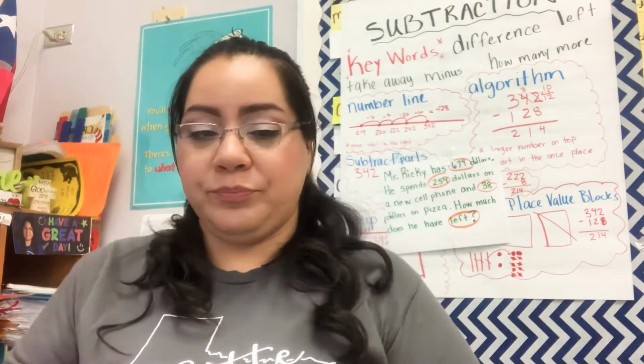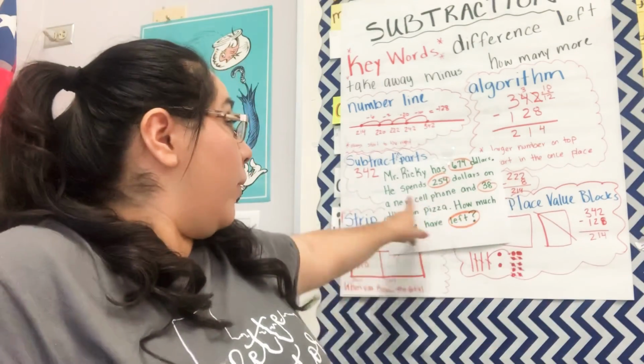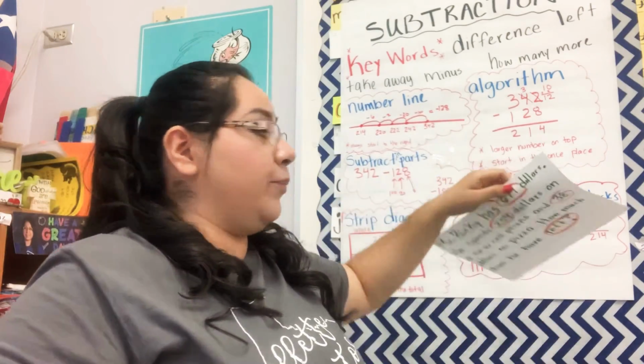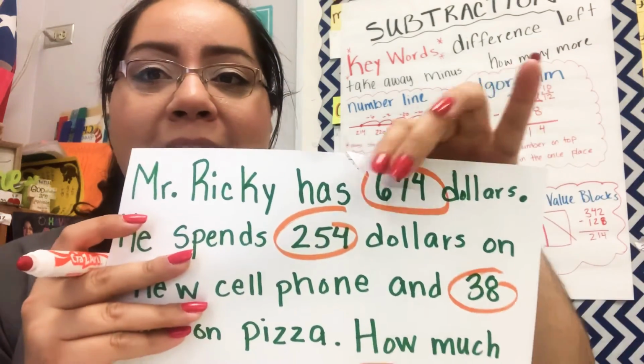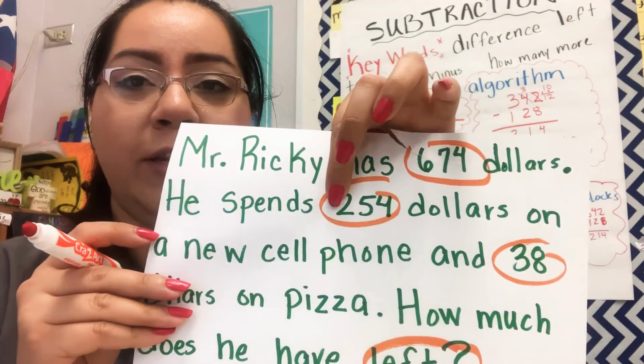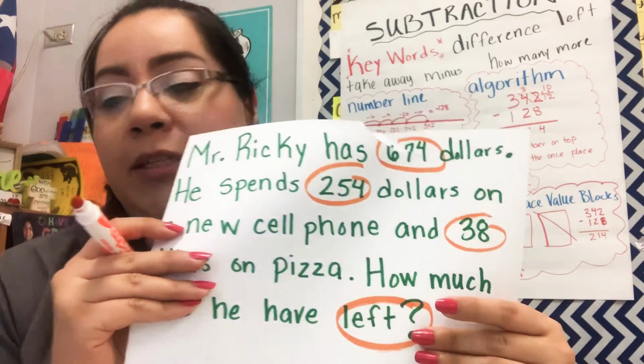Now, the next way is the number line, because remember, Ricky has $674. He spent first on a new cell phone, then he spent again on pizza. We're trying to figure out how much he has left.